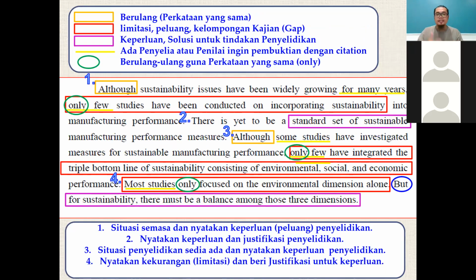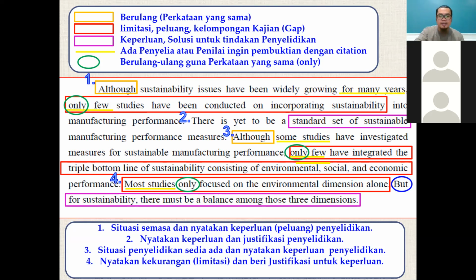Although sustainability issues have been widely growing for many years, indeed we can see the trend of sustainability, only a few studies have incorporated sustainability into manufacturing performance. We know that sustainability is not new, it has been covered for many years, but still there is a lack of applied sustainability in manufacturing performance. There is yet to be a standard set of sustainable measures. So they highlight again, yes, some manufacturers already applied sustainability in their manufacturing performance, but not as a standard set. Maybe loose, maybe individualistic, but not a set of standards.